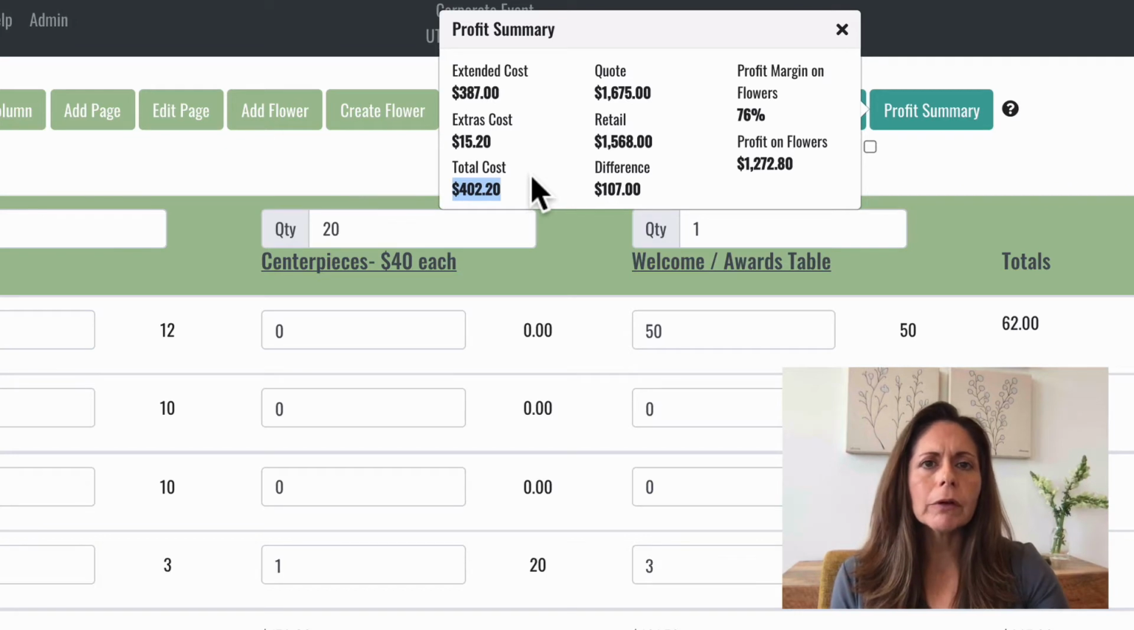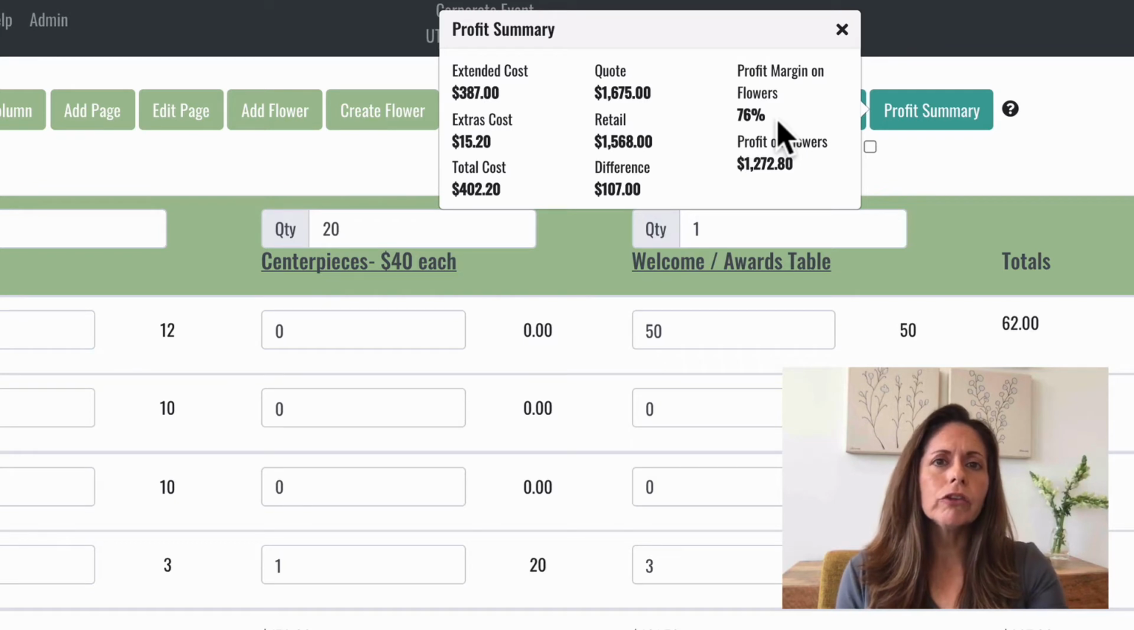We include the flowers and the extra flowers, everything that you order from the wholesaler. If you're using 6 in your recipe, but you need to buy 10 because that's how many you need to order from your wholesaler, this is including all of those flowers, which is nice because it calculates that into your profit margin. Right now, we've got a profit margin of 76%.